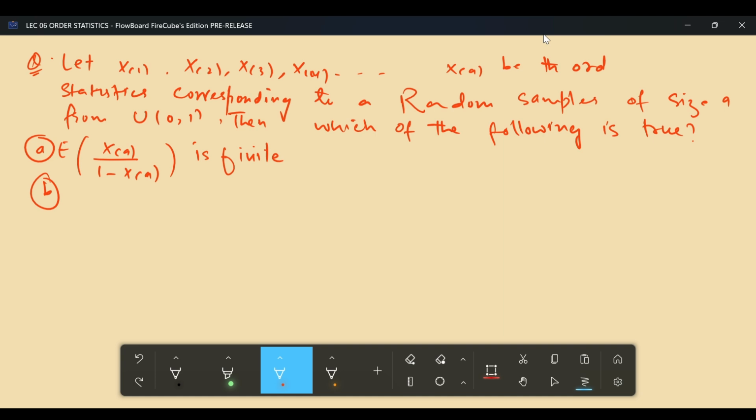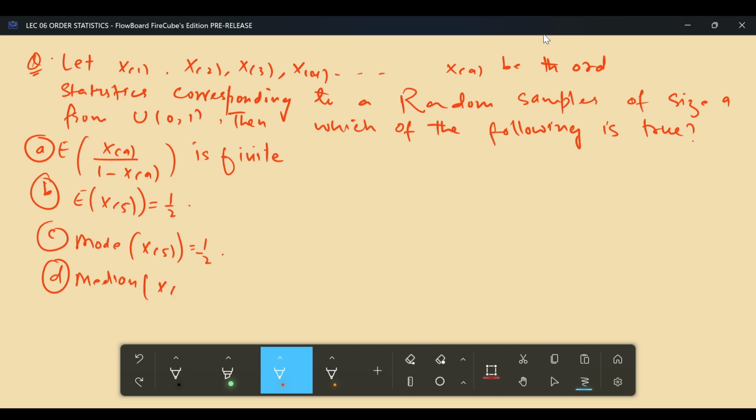B. Expectation of X5 is equal to 1 by 2. C. Mode of X5 is equal to 2. D. Median of X5 is also equal to 1 by 2. The question is, we have 9 random samples from uniform (0, 1). Then which of the following is true?